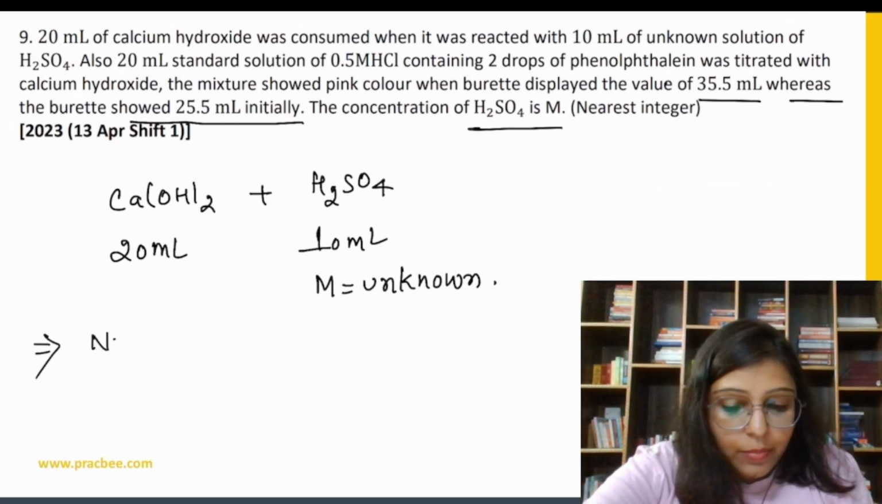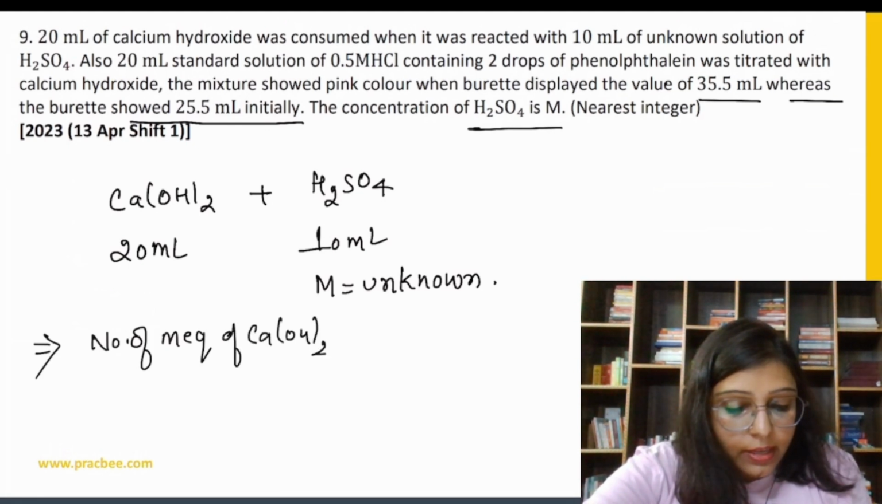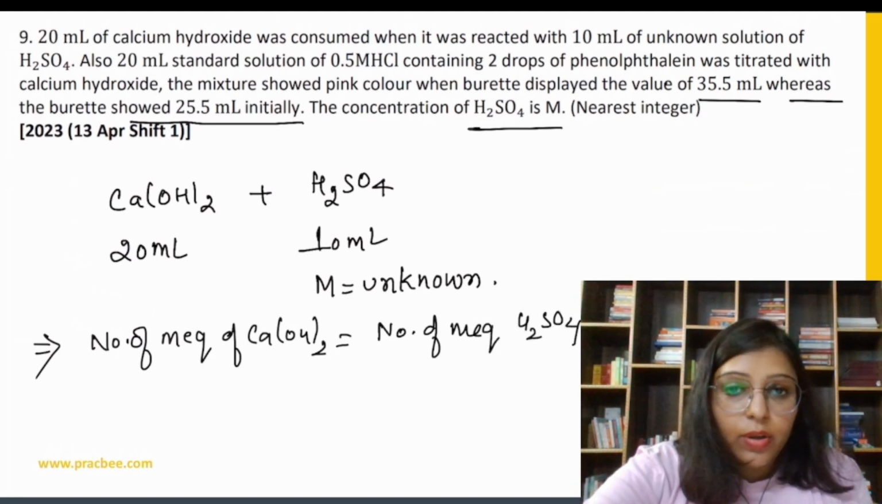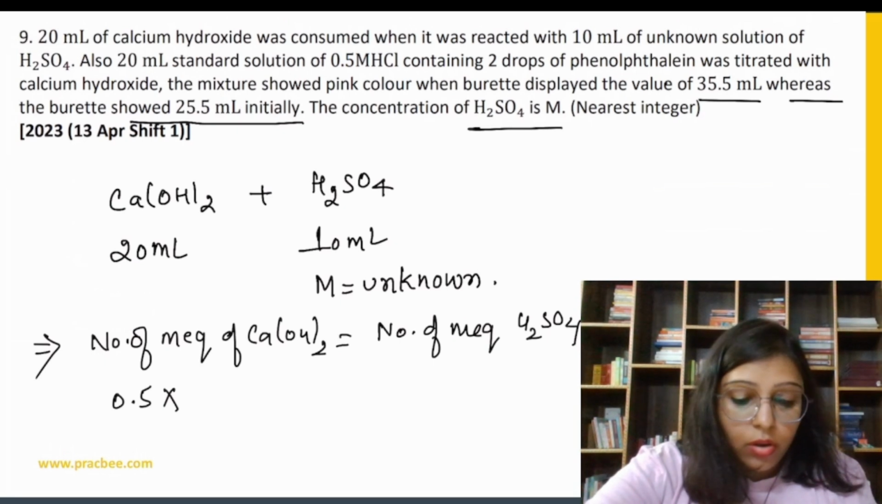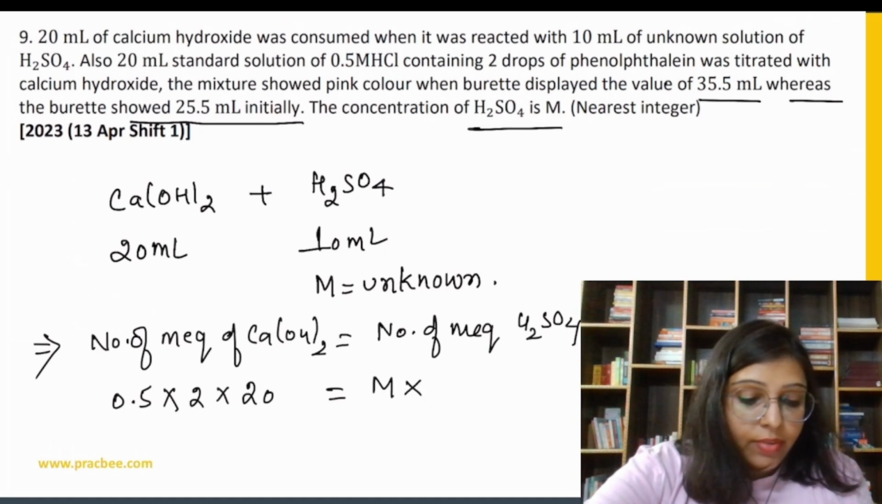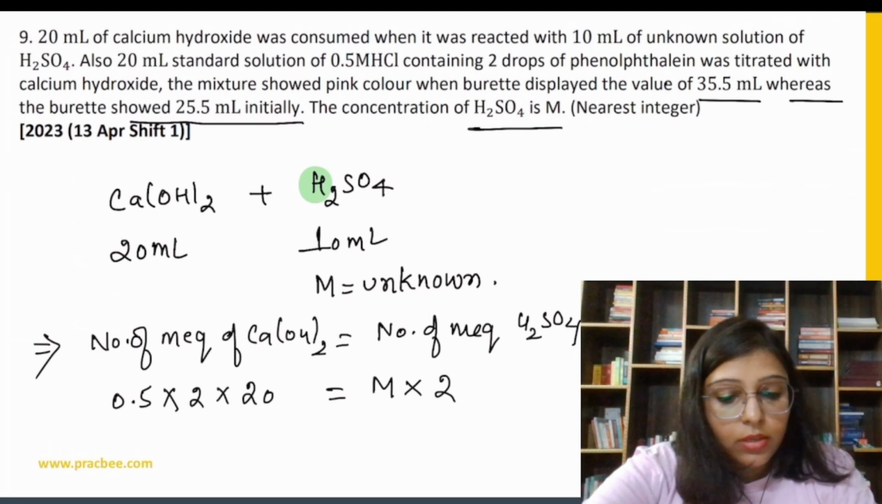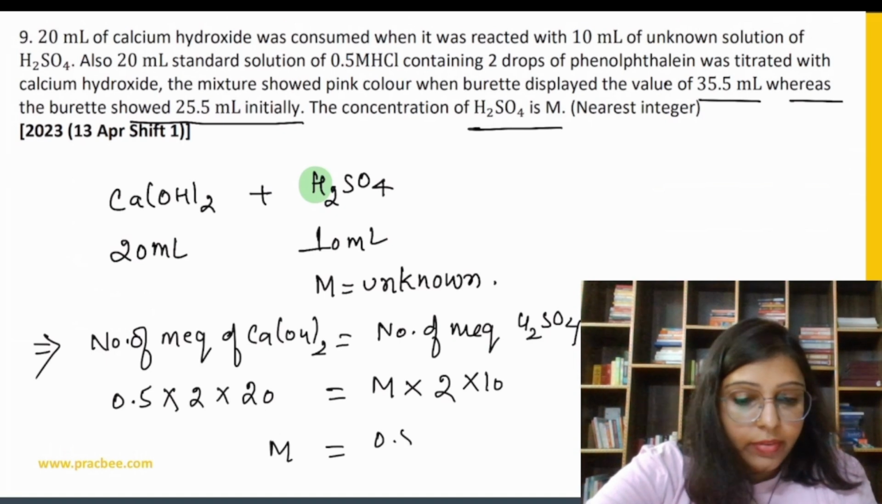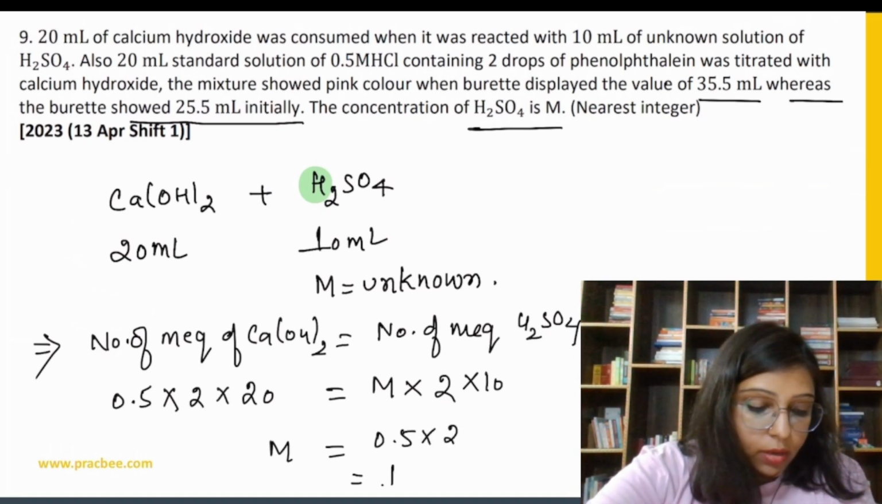So here the number of milliequivalents of calcium hydroxide is equal to the number of milliequivalents of H2SO4. Again the same formula: molarity into N factor into volume. Molarity of calcium hydroxide 0.5, N factor is 2 and volume is 20, is equal to molarity, which we have to find, for H2SO4. N factor is 2 because of 2 replaceable H plus, and volume is 10. So from here molarity is equal to 0.5 into 2, which is equal to 1 molar.